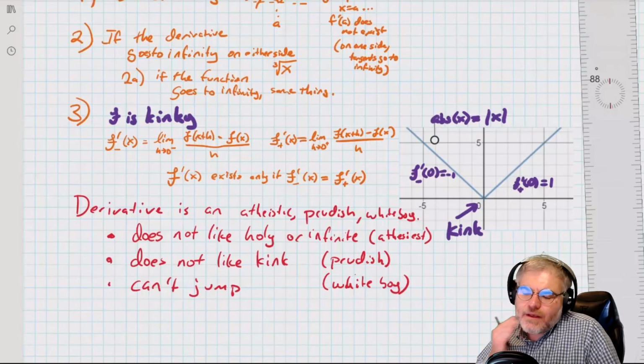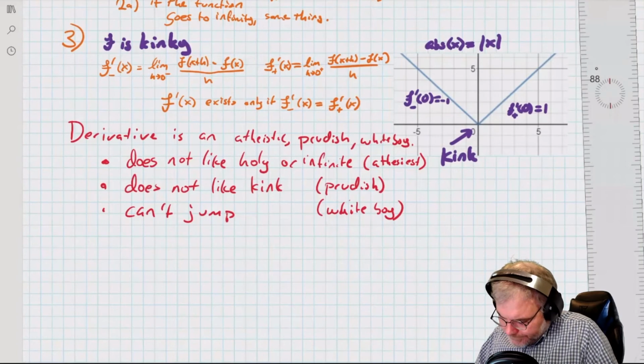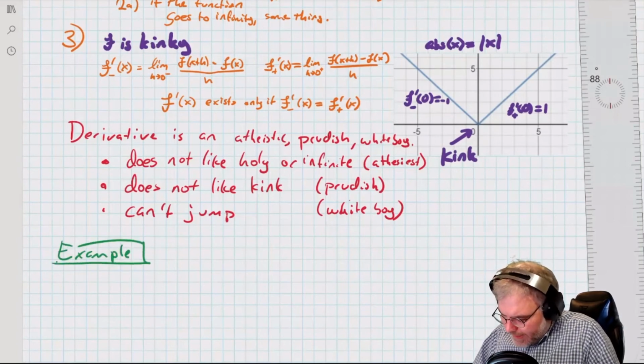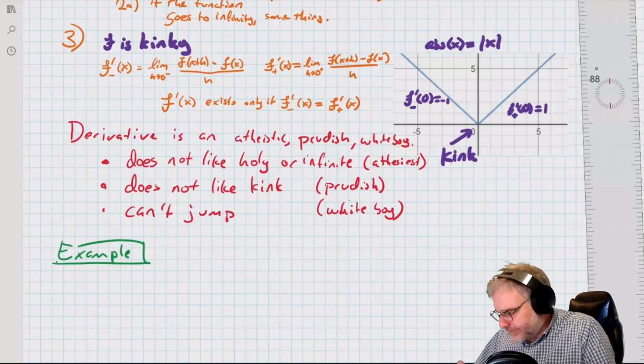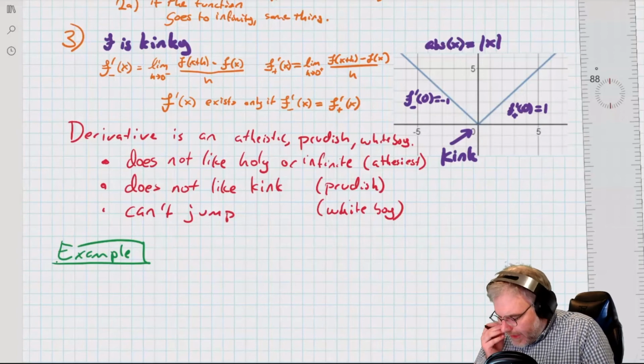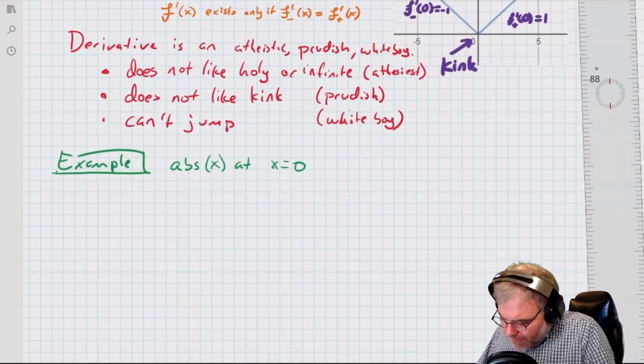Okay. Let's get back to this example here. I'm going to go a little bit over time, but I'm okay with that. I know you probably aren't, but, you know, I'm sorry. I'm doing more examples than I normally would. And the cubed one took a while. So let's do ABS of x at x equals 0. Okay? So let's formalize this.